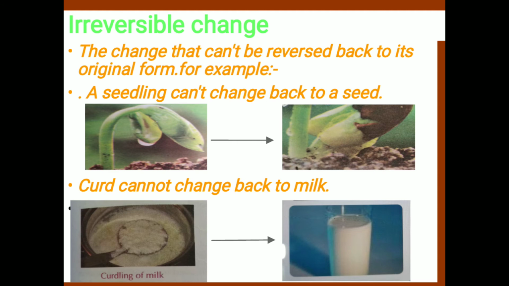Next one is irreversible change. The change that cannot be reversed back to its original form is called irreversible change, or you can say that a substance that cannot get back to its original form after reversing is called irreversible change. Now consider some examples for better understanding.